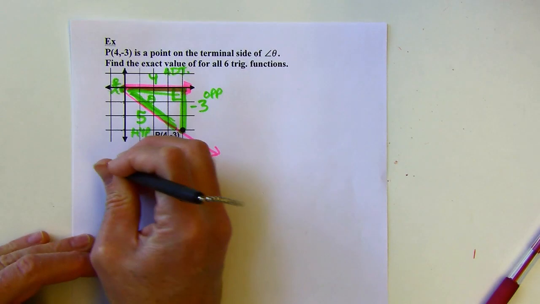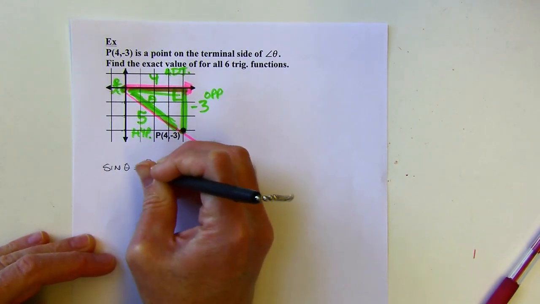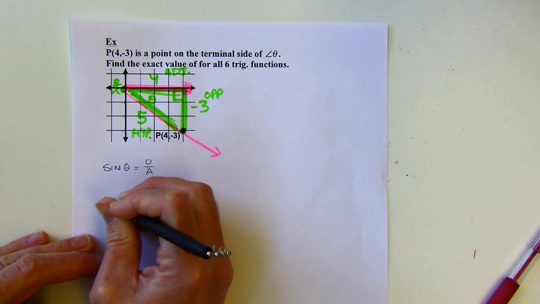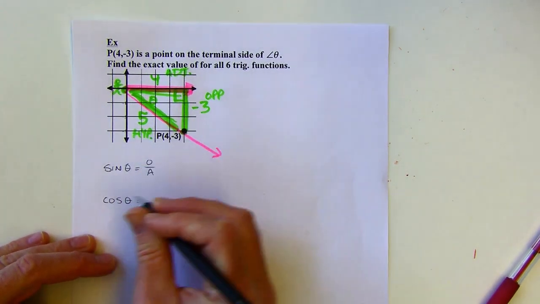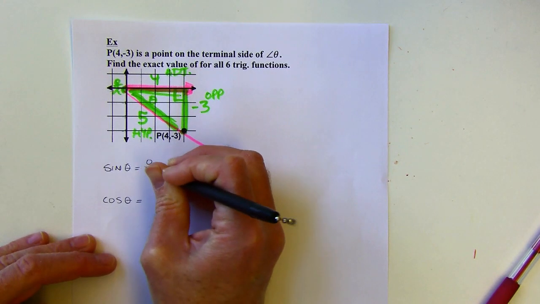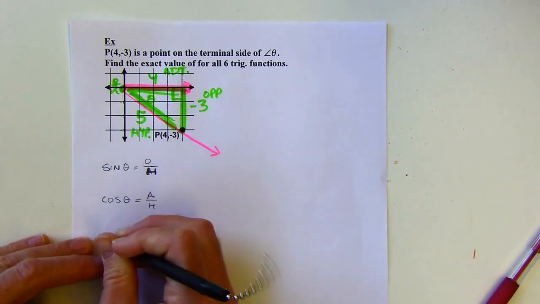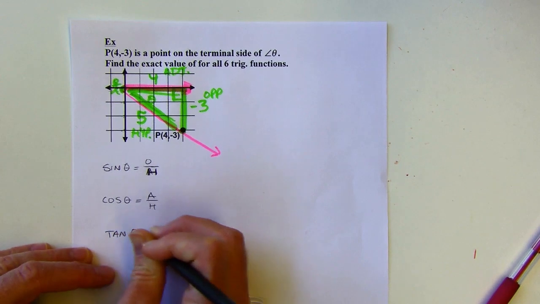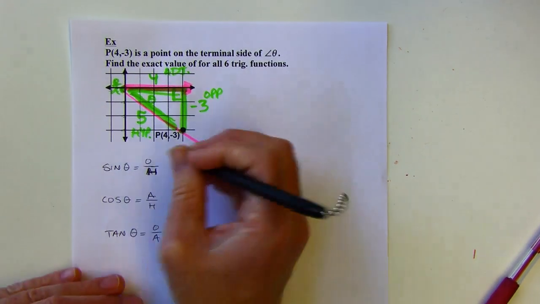So sine. Thinking SOHCAHTOA here, opposite over adjacent. Cosine is going to be, why did I do opposite over adjacent? That's tangent. Opposite over hypotenuse is what I meant for sine. SOHCAHTOA, and then adjacent over hypotenuse for cosine. Tangent is opposite over adjacent. Okay. So let's get these 3 first.